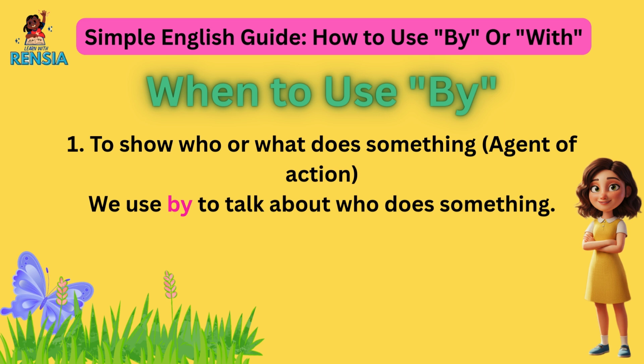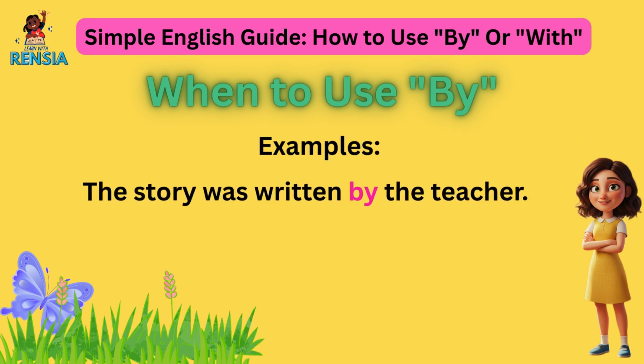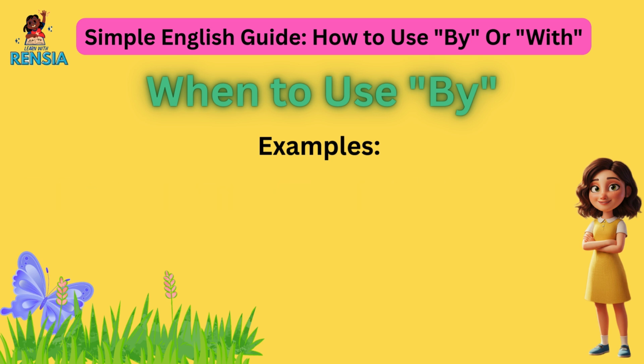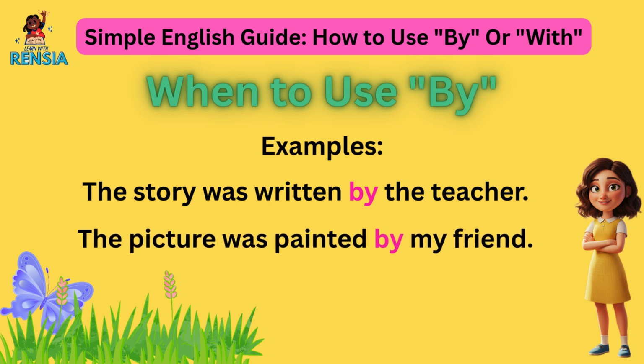When to use by. 1. To show who or what does something. Agent of action. We use by to talk about who does something. Examples. The story was written by the teacher. The picture was painted by my friend.